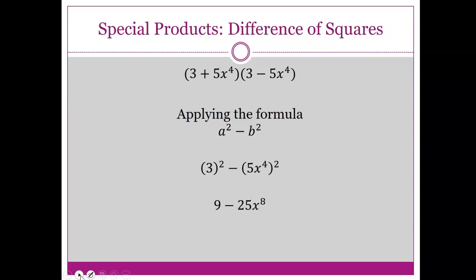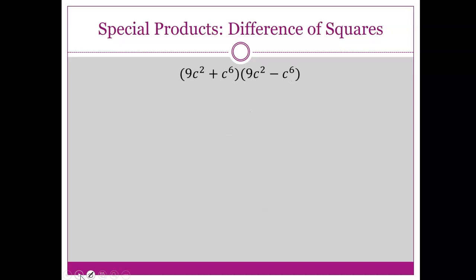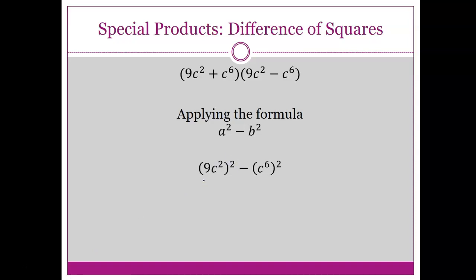Let's look at one more using that special formula for difference of squares. 9c squared plus c to the sixth times 9c squared minus c to the sixth gives you 9c squared squared minus c to the sixth squared. So again, that squared is going to go to the 9 and the c squared, becoming 9 squared c to the 2 times 2, minus c to the 6 times 2 for the second term, giving you 81c to the 4th minus c to the 12th.